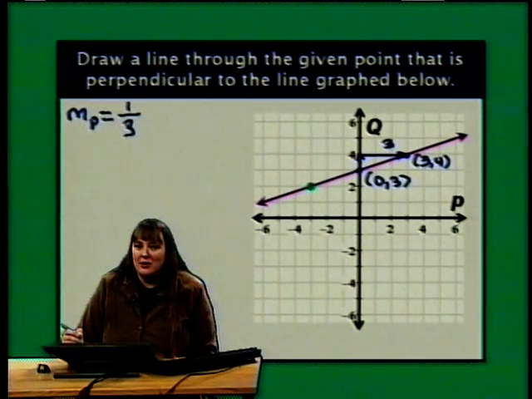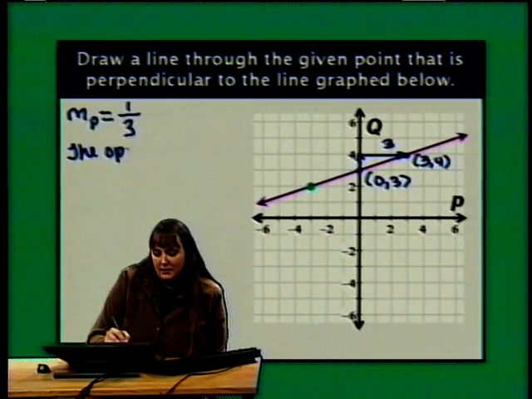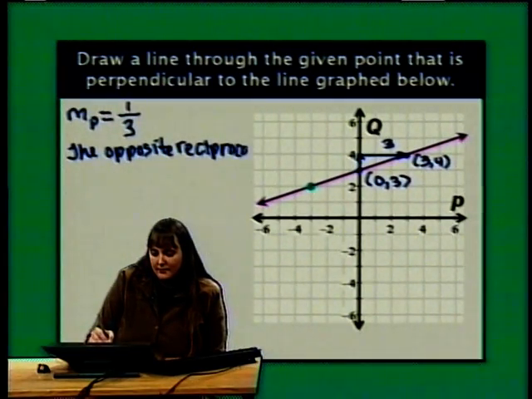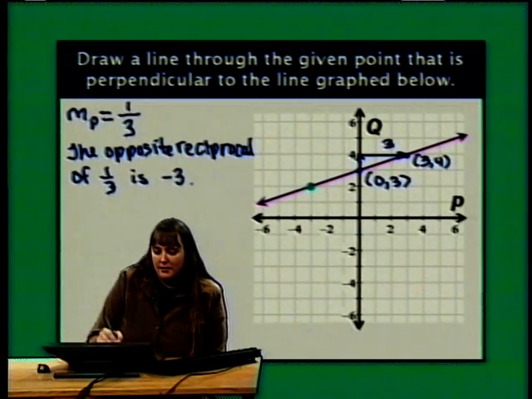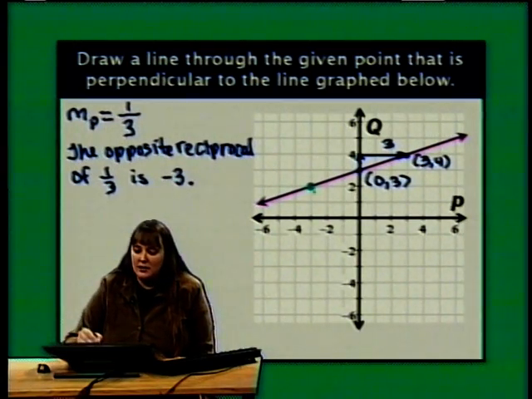So what's the negative or the opposite reciprocal of 1/3? 1/3 is a positive number, the opposite is going to be negative, and I have to take the reciprocal of 1/3. The reciprocal of 1/3 is 3. So the opposite reciprocal of 1/3 is -3. So what I want to do is draw a line which has a slope of -3, passing through the point that was given to me. And the point given to me is (-3, 2).